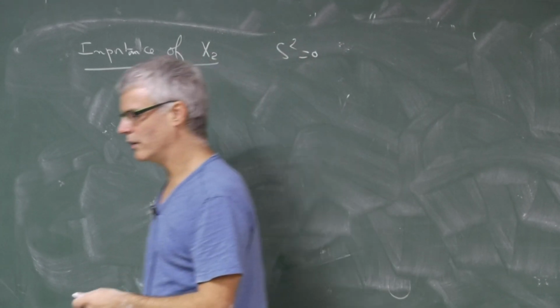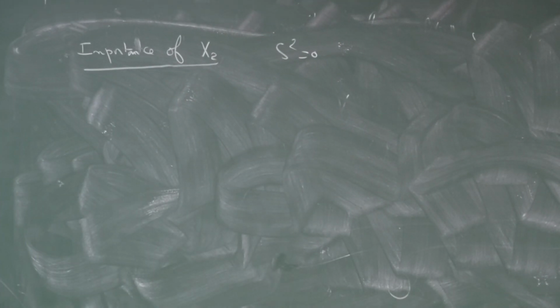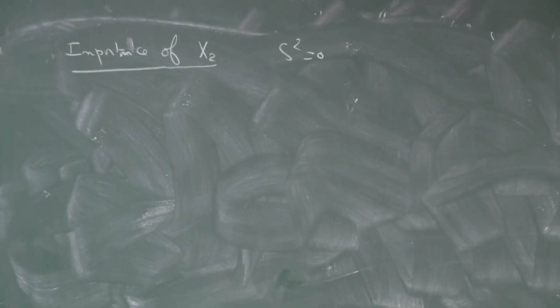So imagine you compute S2, you find that S2 equals 0, and you want to know what is the importance of X2. What is the total importance of X2, not only alone? So how do you do that?